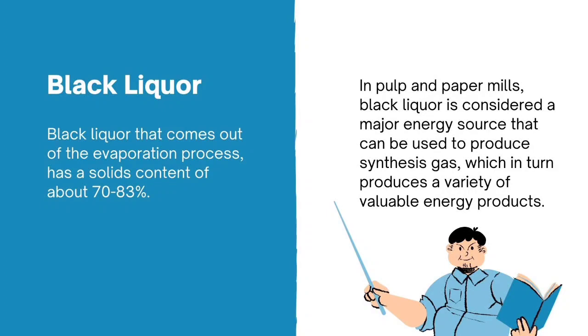In pulp and paper mills, black liquor is considered a major energy source that can be used to produce synthetic gas, which results in various valuable energy products such as electricity, dimethyl ether, synthetic natural gas, methanol, hydrogen, or synthetic diesel, and has the potential to replace the conventional black liquor recovery system with recovery boilers.